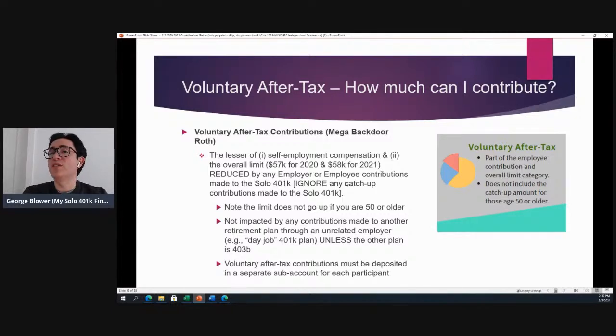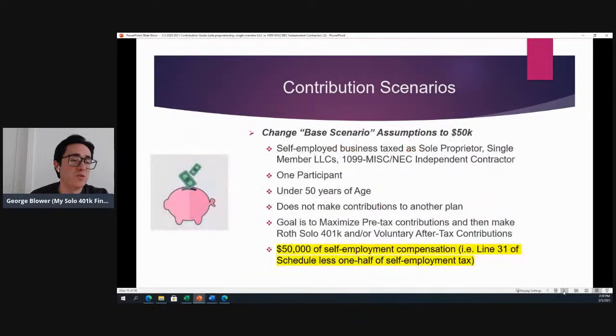So as far as the deadline, if you did not set up the plan by December 31st of 2020, if you set it up by December 31st of 2020, you clearly preserve the right to make 2020 contributions all the way up until your tax return deadline in 2021. If you didn't set it up until after December 31st of 2020, if you set it up before your business tax return deadline, you could still make employer contributions. That's clear.